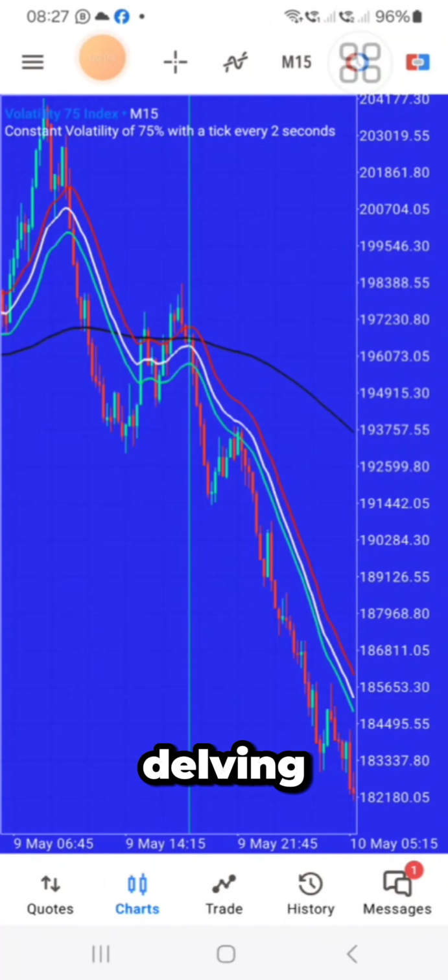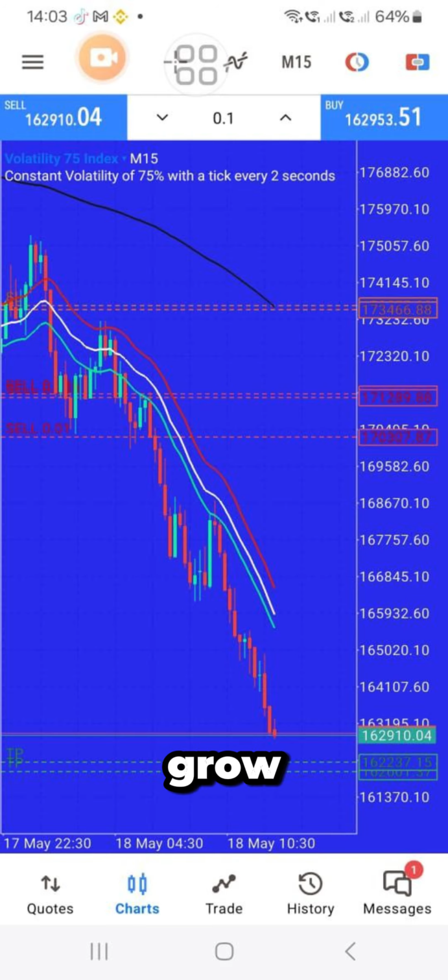In this video, we are delving deep into a Volatility 75 scalping strategy. This strategy can be used to grow a small account.